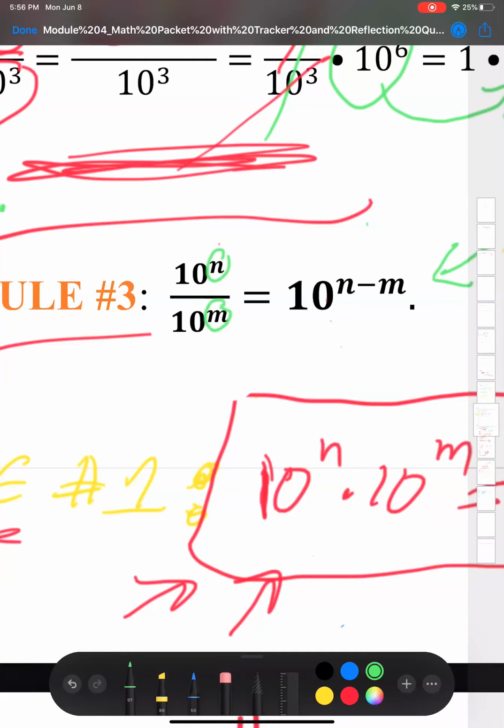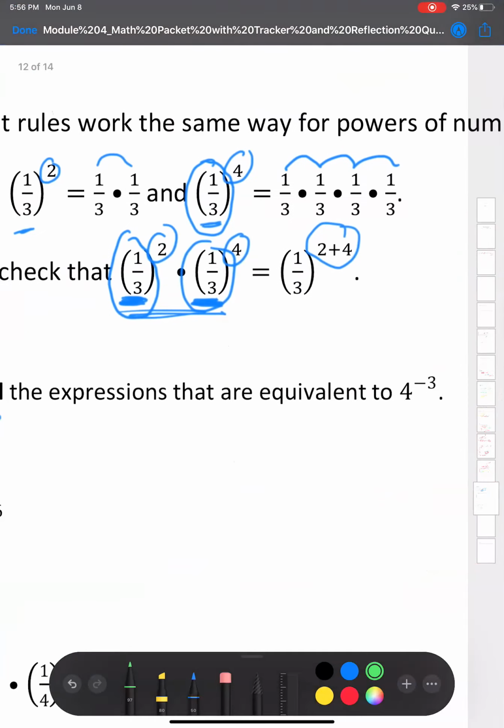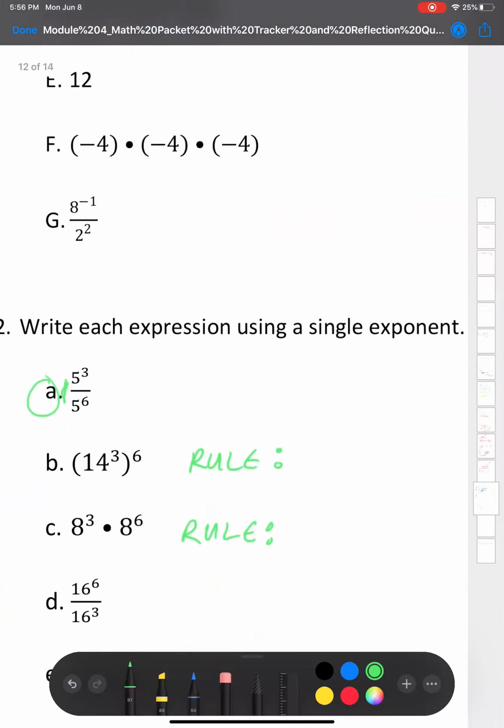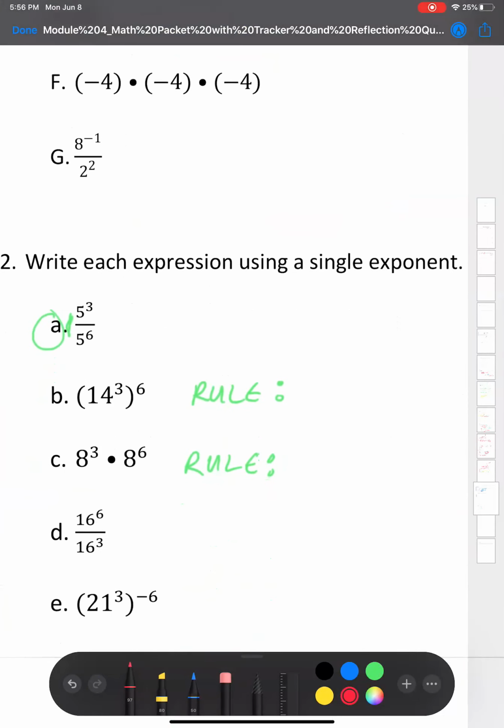Again, notice that the base on top and the bottom are exactly the same. So where is this? Let me scroll down. So that first rule there is 10 to the n divided by 10 to the m is equal to 10 to the n minus m. In this case, we don't have a 10, we have a 5. 5 is our base, but same difference.